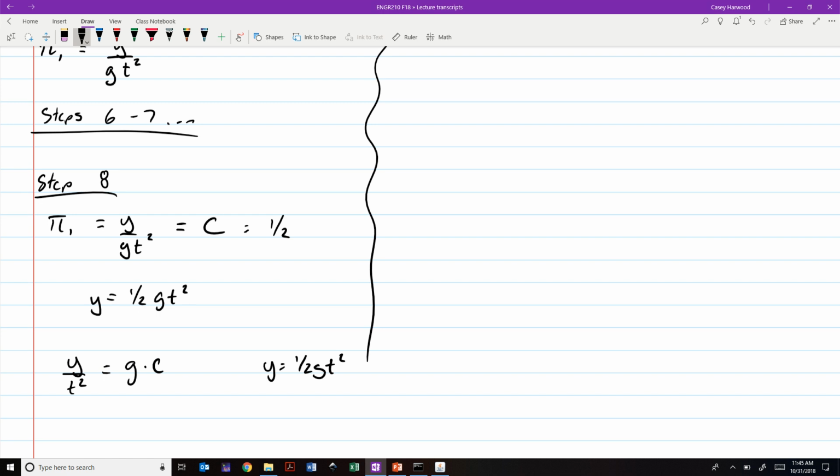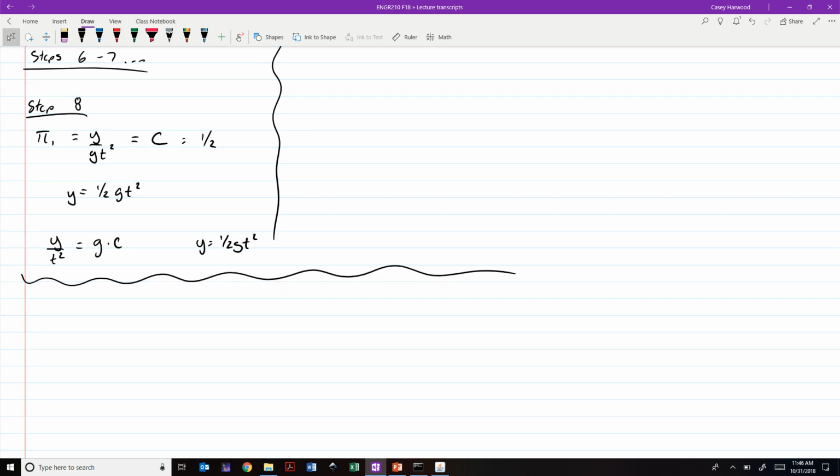All right. So that's for cases where you have one single pi term, right? So the takeaway there is that if one pi term comes out, if k minus r is equal to 1, you only need one experiment, and you get a constant, and that pi term is always going to be equal to that constant.